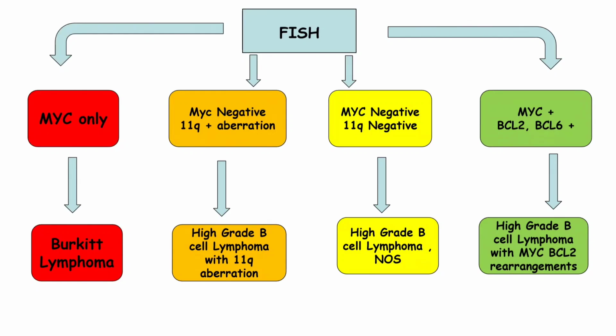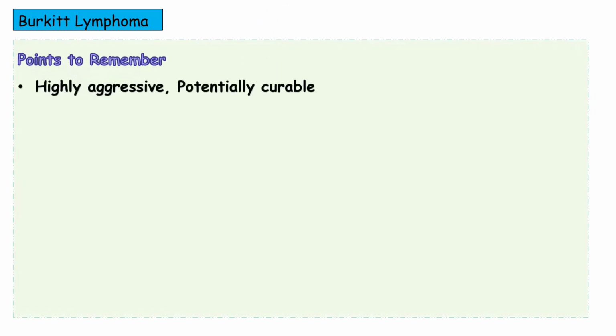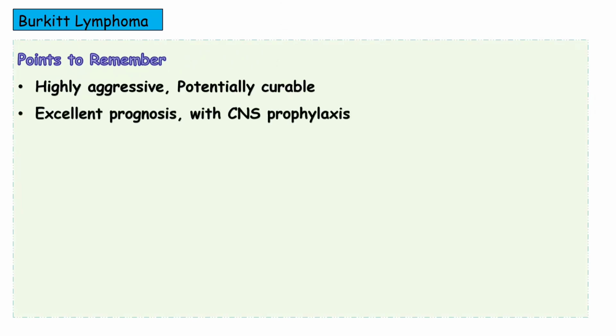So it is mandatory that we perform FISH studies to confirm Burkitt lymphoma. A few points to remember: it is highly aggressive, but the good point is that it is potentially curable. It has excellent prognosis, and all of these types can affect the CNS: the endemic, sporadic, and the immune deficiency types. So the best treatment is to accompany it with CNS prophylaxis.